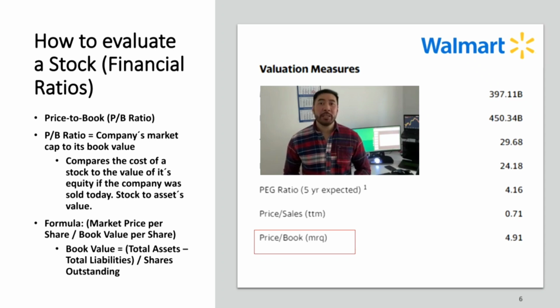And how do we calculate the price-to-book ratio? It's just by dividing the market price per share by the book value per share. The book value is the total assets minus total liabilities, divided by the company's shares outstanding.